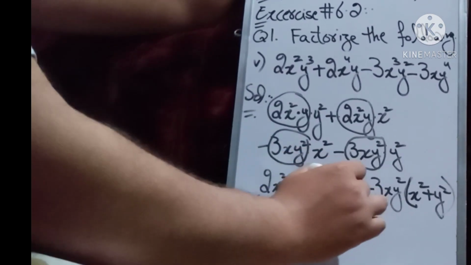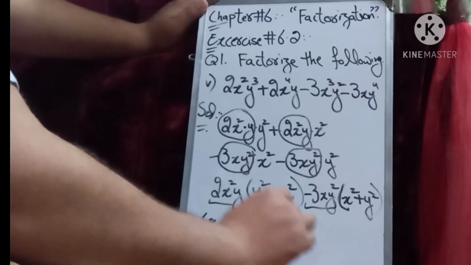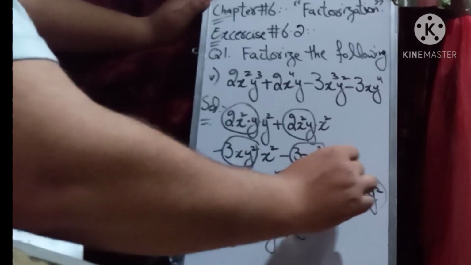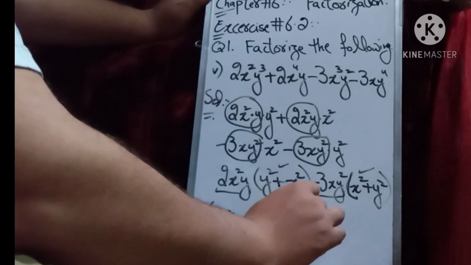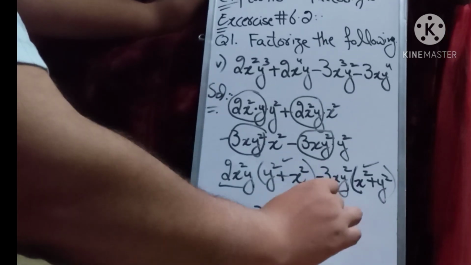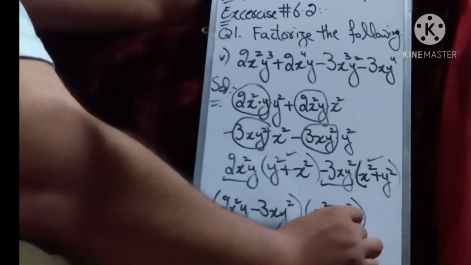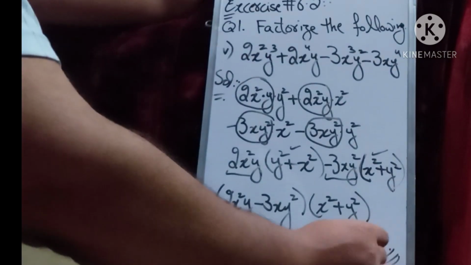So we got two factors. One is 2x square y minus 3xy square, and the other one is x square plus y square. This is our required answer.